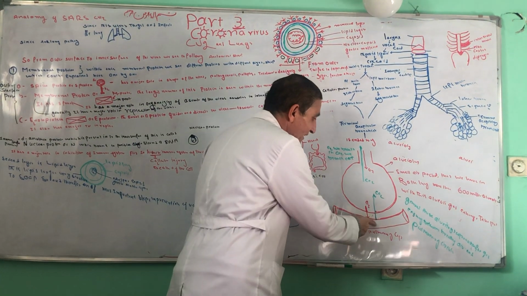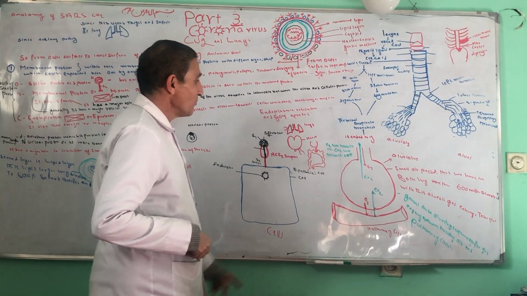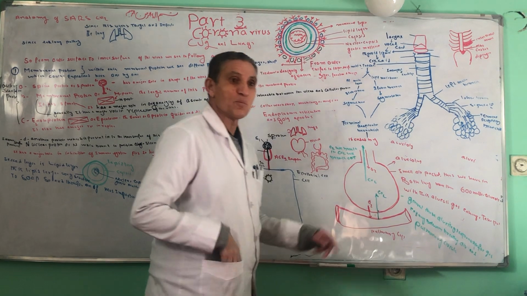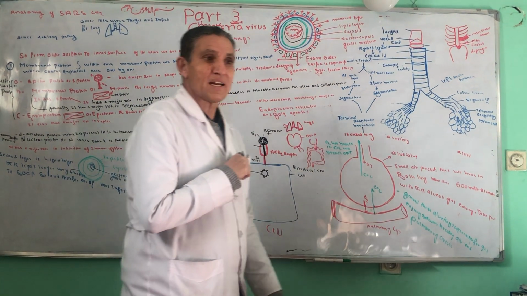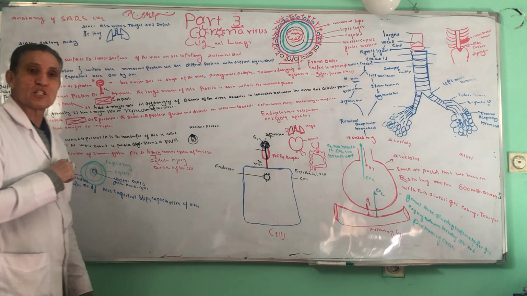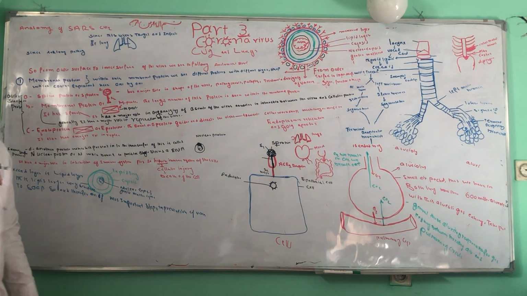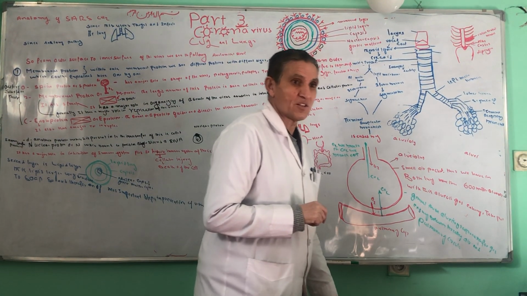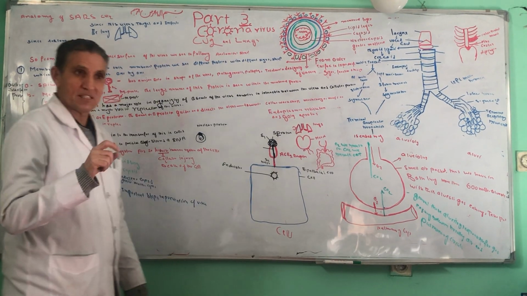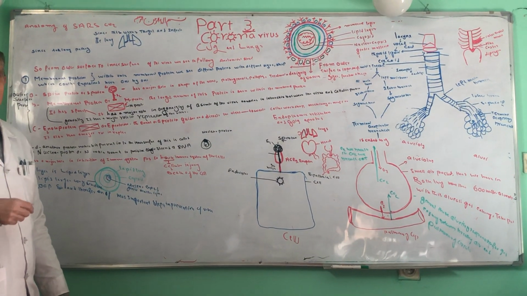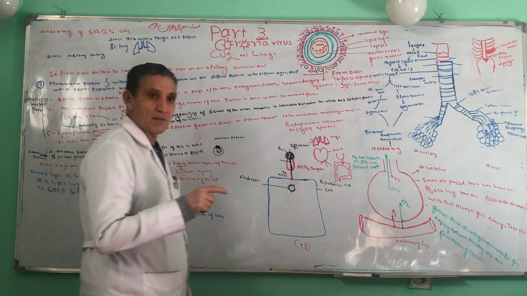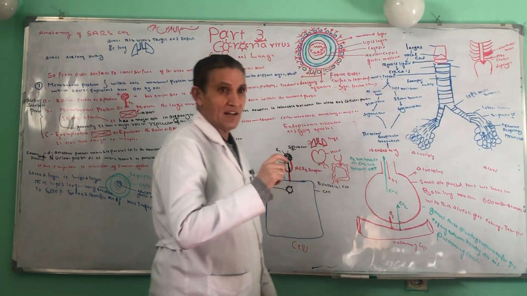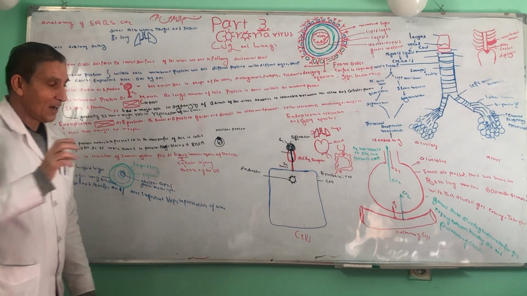The alveolus is made from 2 types of cells: pneumocyte type 1 and pneumocyte type 2. Pneumocyte type 1 is responsible for gas exchange, and pneumocyte type 2 is responsible for creation of surfactant. What is surfactant? It is a chemical substance which prevents collapsing of the alveoli by reducing the surface tension of the alveoli. This was about the function of the alveoli.